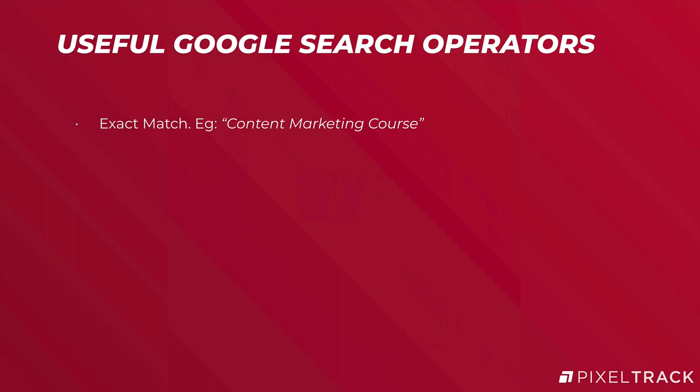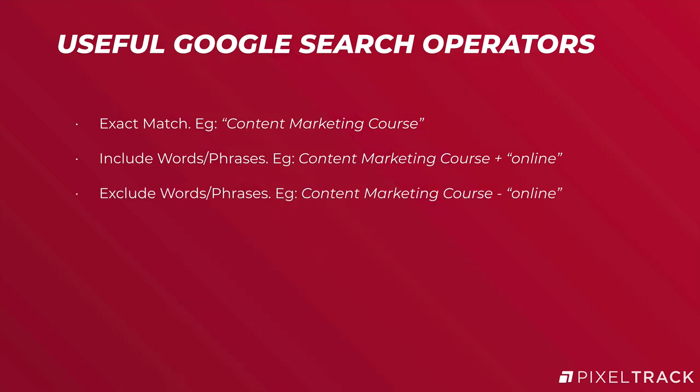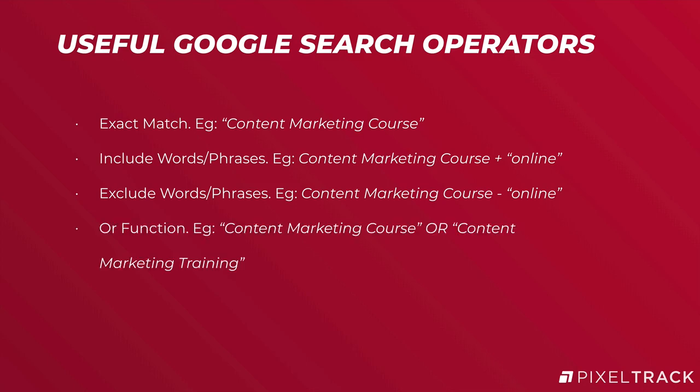So I suggest you start using this to get very, very relevant results when you're looking for information. The next one is include words or phrases. So content marketing course plus online. If you add a plus symbol, it'll tell Google that you want these words to be included. You can also do the opposite, which is to exclude. All you need to do is put a minus sign before the word that you want to be excluded from your search results.